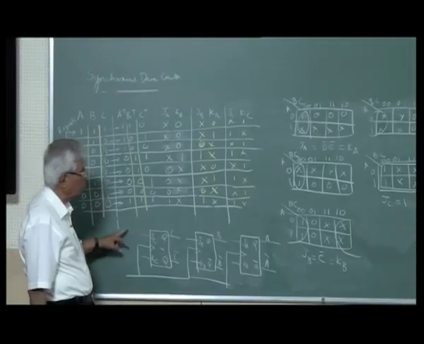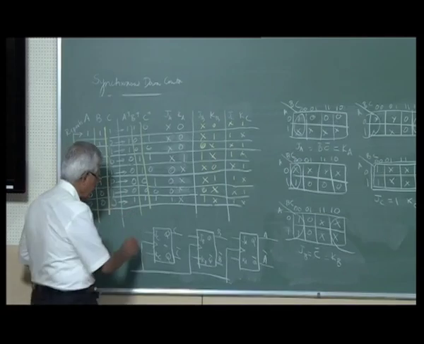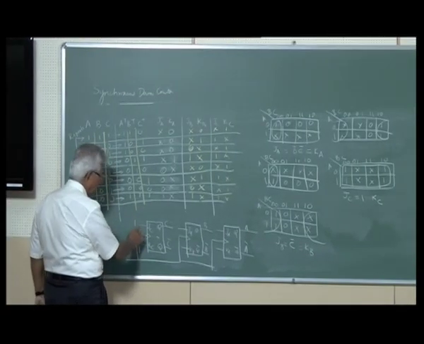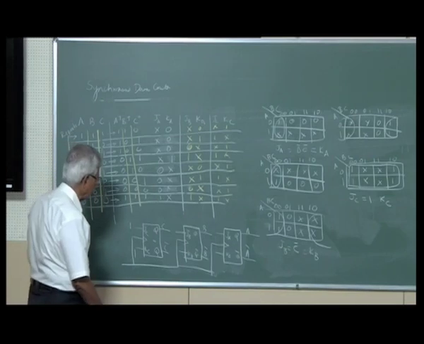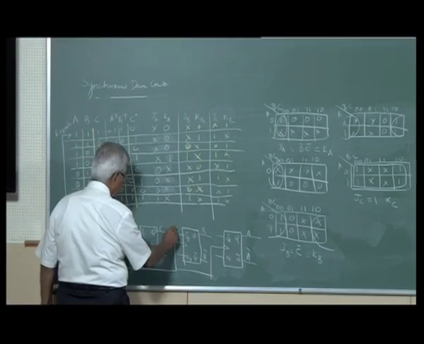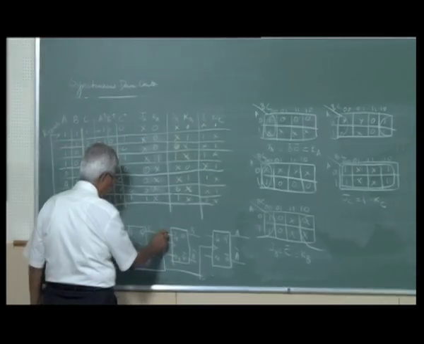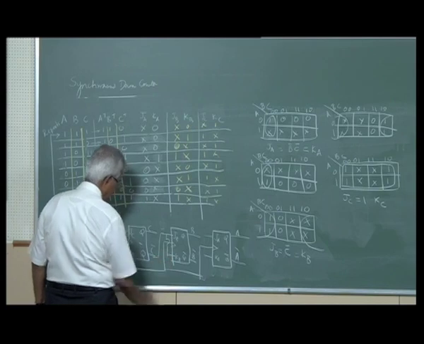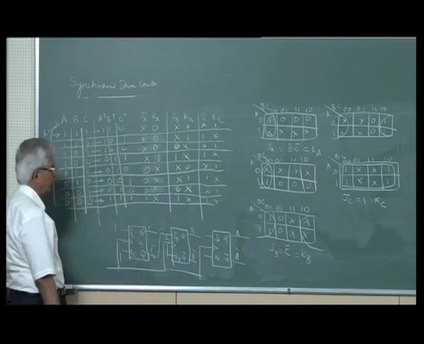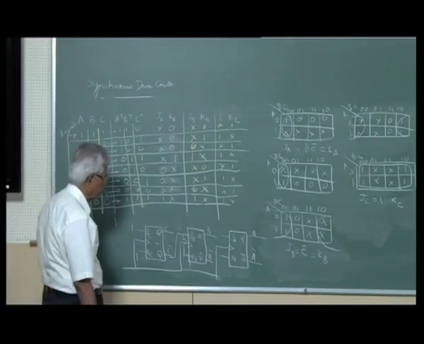So now my JC, KC are 1 1, JB, KB are C bar, and JA, KA are B bar, C bar.